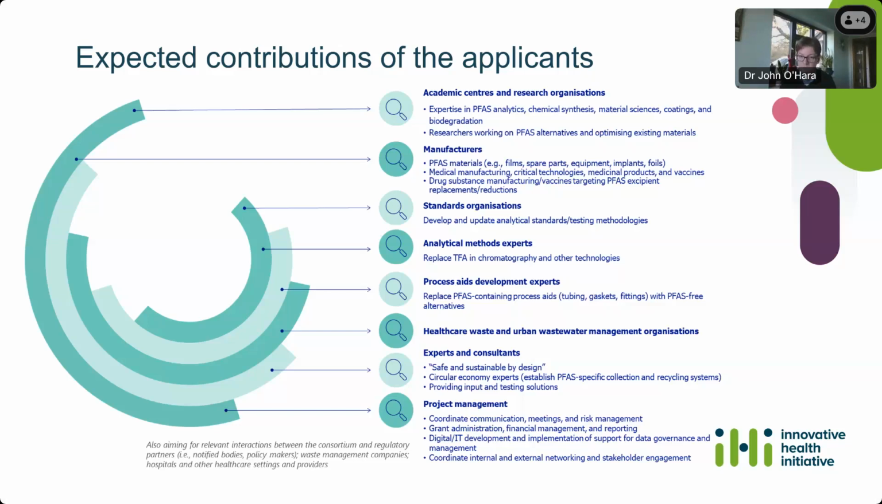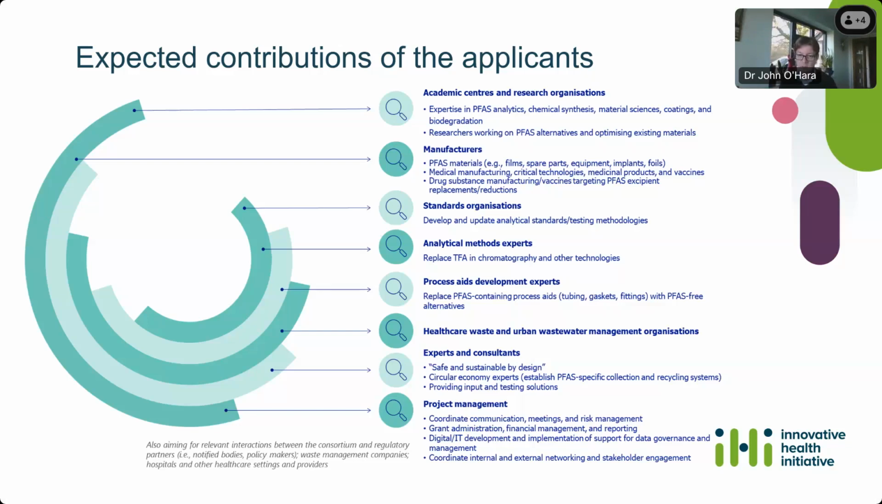So academic centers, research organizations, people who really have experience in PFAS analytics, chemical synthesis, material sciences, coatings, biodegradation. So multidisciplinary and chemical understanding is absolutely essential for us. Organizations and research groups that are already working on PFAS alternatives and optimization of different materials, again, would be really essential and very helpful for us. The manufacturers of PFAS and PFAS containing materials, such as films and spare parts, equipment, foils, you name it, for blister packs, etc. All of these are more than welcome.